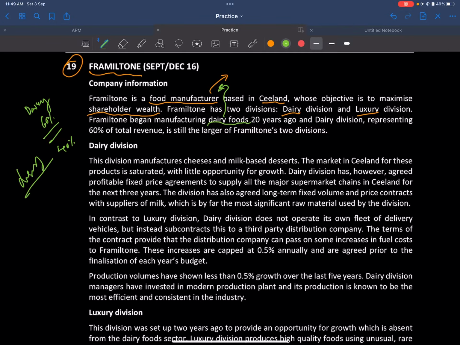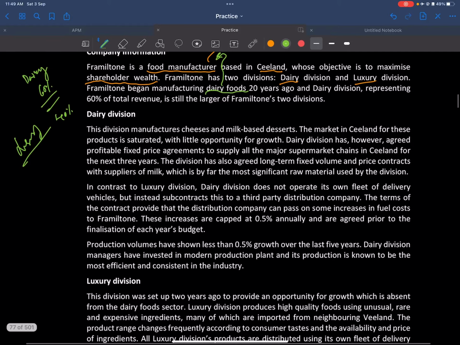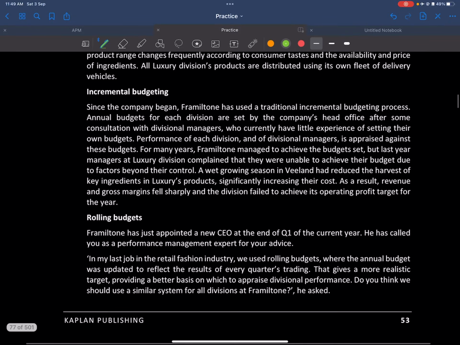Luxury division, it seems like luxury is the new kind of segment or new kind of product that they have introduced. It seems like that. I have not read the scenario, but it seems like that. Just initial assumptions only. So dairy division, what is dairy division? Let's look at it. The dairy division manufactures cheese and milk based desserts, right? So what was our requirement again?